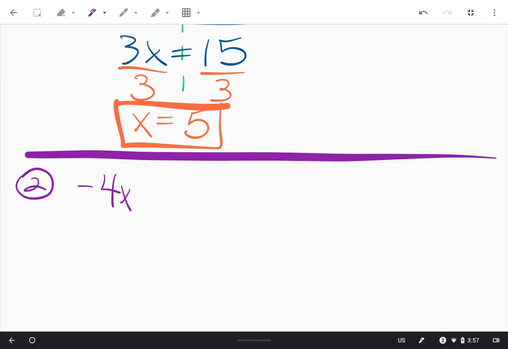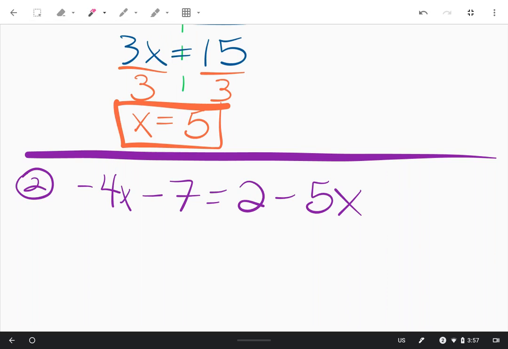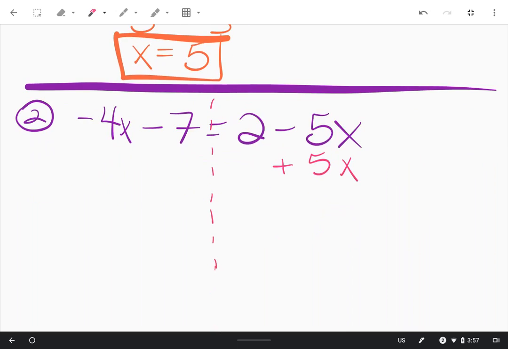Negative 4x minus 7 equals 2 minus 5x. Again, very similar type of problem. I'm going to move my x's across. So I'm going to add 5x to both sides. Again, I'm keeping my equation balanced down the center line. Adding 5x to both sides. This is going to cancel out.